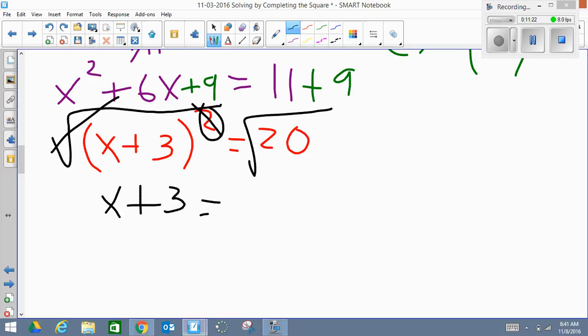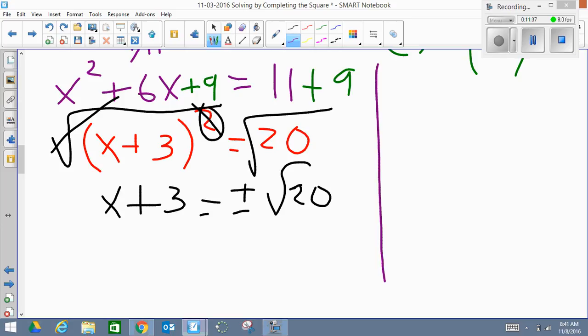On the other side, every time I do square roots on both sides of an equation, I'm going to have two answers, positive and negative, in front of the radical. Square root of 20. I'm just rewriting that with the plus or minus. Now, I need to address that 20 on the side. So I'm going to bring that 20 on the side.